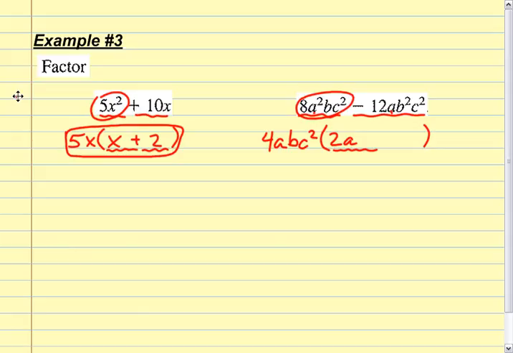Now, 4 times what gives me negative 12? Emily? Negative, wait, what? 4 times what gives me negative 12? Negative 3. Negative 3. Emily, a times what gives me a? 1. So I'm just leaving it off, right? I don't need to put times 1 in there. B times what gives me b squared? B. Okay? And c squared times what gives me c squared? 1. So I'm just leaving it out. Done.